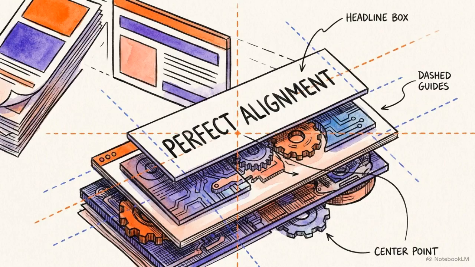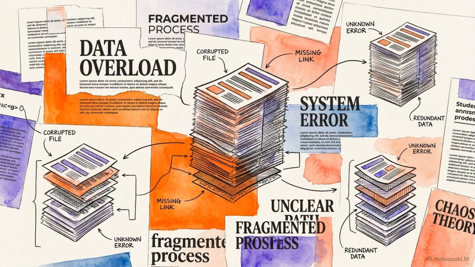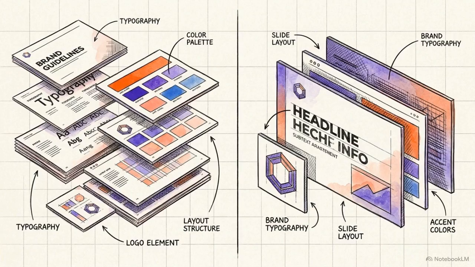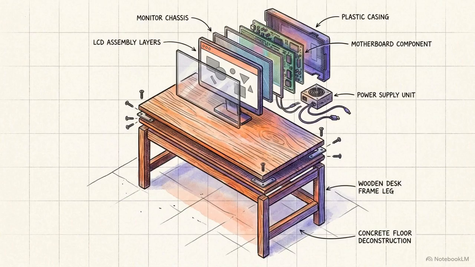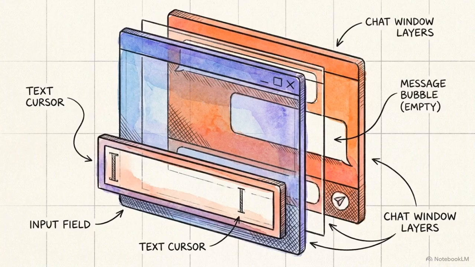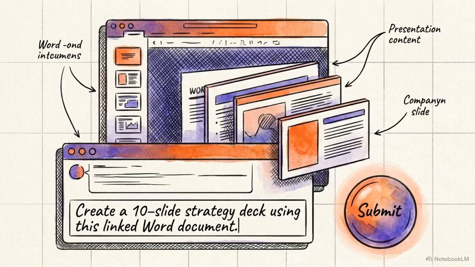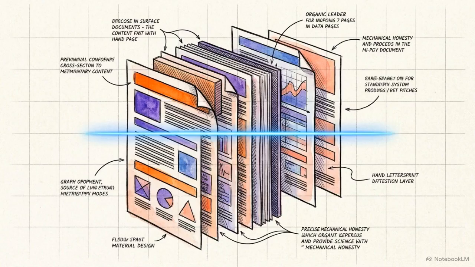When you ground a prompt in a template, the AI adheres to these rules automatically. Without it, the model simply guesses at your design preferences. By starting within your brand template, the AI operates as a brand-compliant corporate asset instead of a generic designer working in a vacuum. To start the build, we give Copilot a specific command: create a 10-slide strategy deck using this linked Word document. First, it digests the source document.